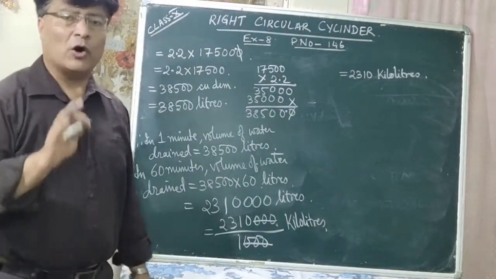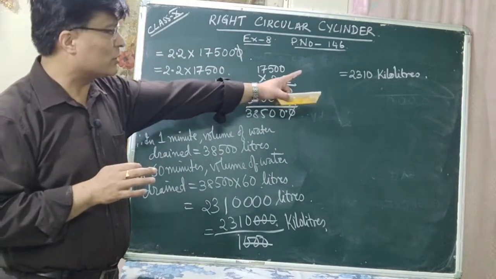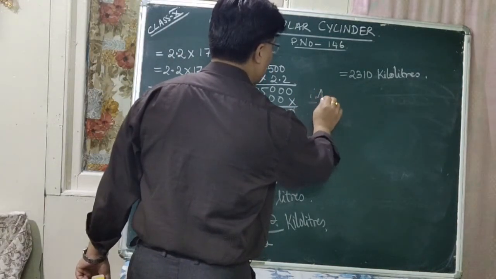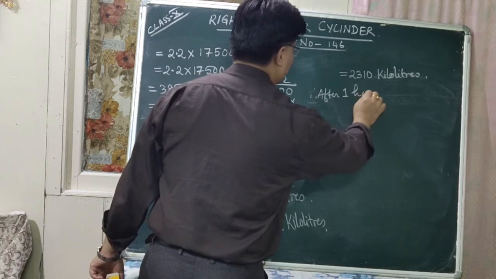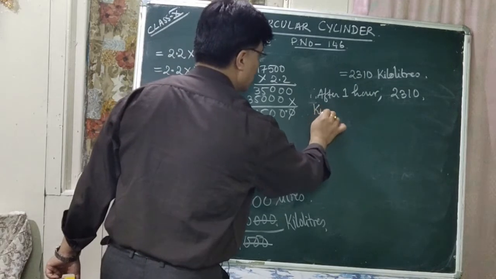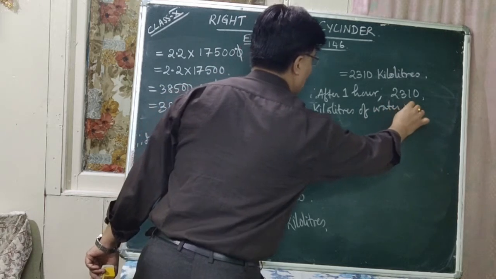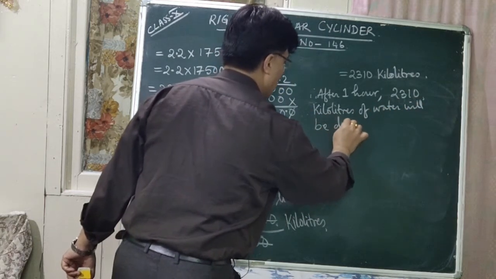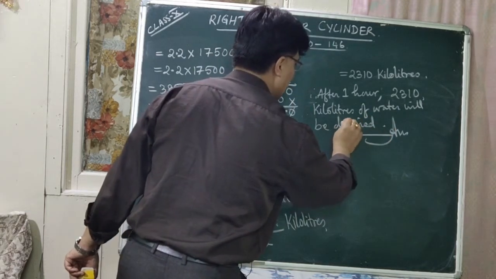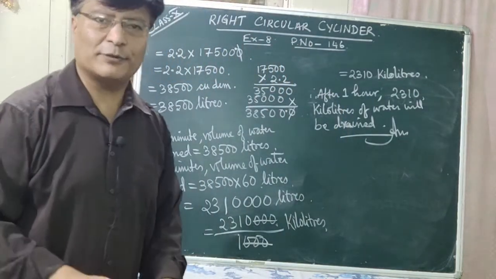So what is the answer now? How much kiloliter water will be drained after 1 hour? So after 1 hour, 2310 kiloliters of water will be drained. So write down the answer. Therefore, after 1 hour, 2310 kiloliters of water will be drained. So this is the final answer. This is R, right? D-R-A-I-N-E-D, drained. So I think you have understood it.